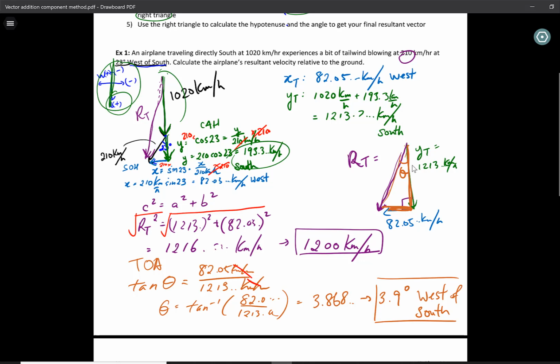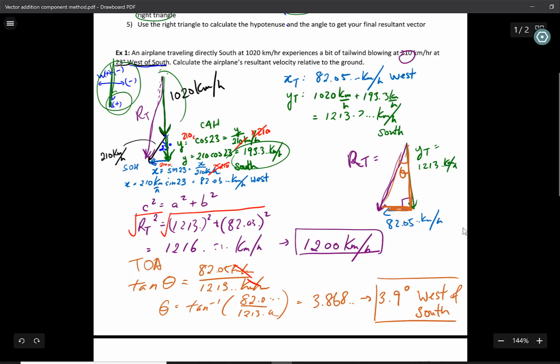Okay. So quick recap. Draw a picture, labeling your directions, breaking all your vectors into their components, add the components up all separately, put the totals together in the form of a right triangle, use Pythagoras and trigonometry to find your resultant vector, both magnitude and direction.